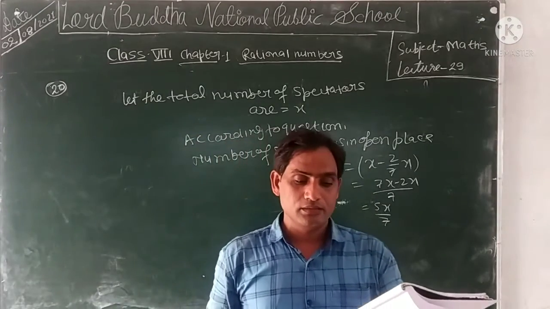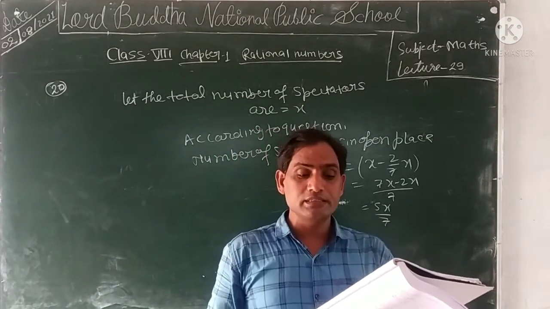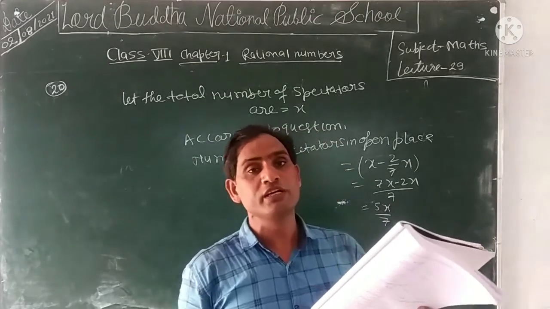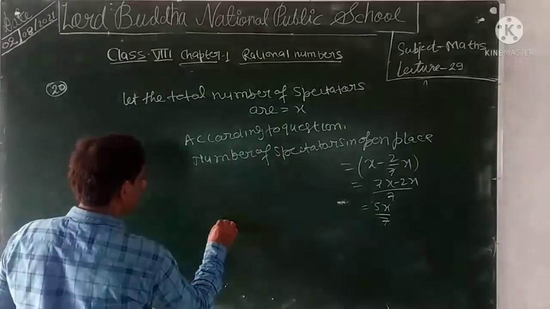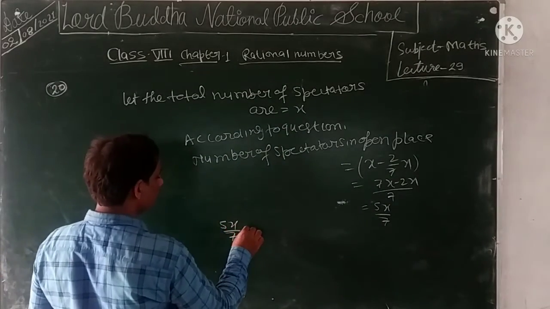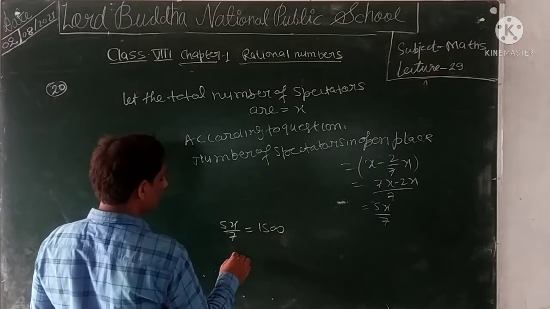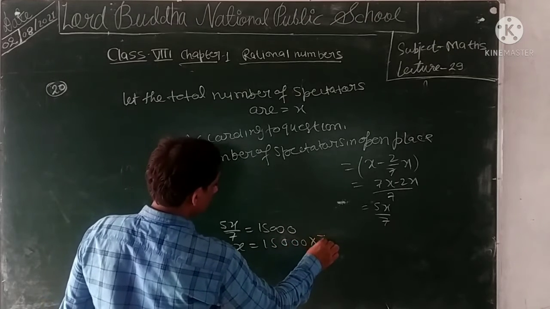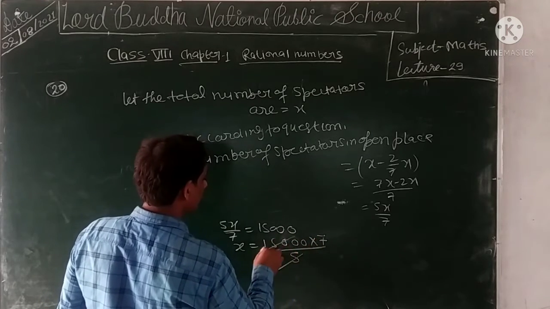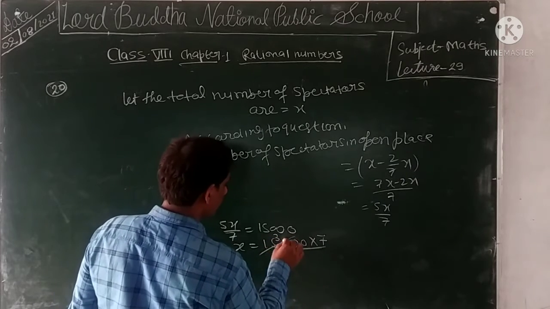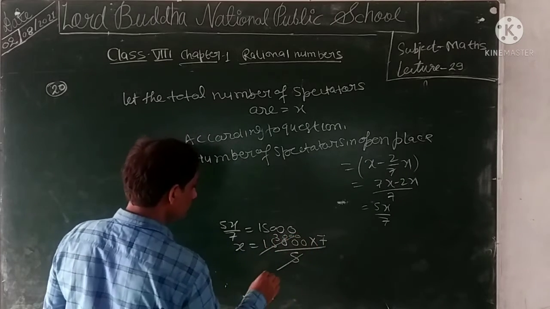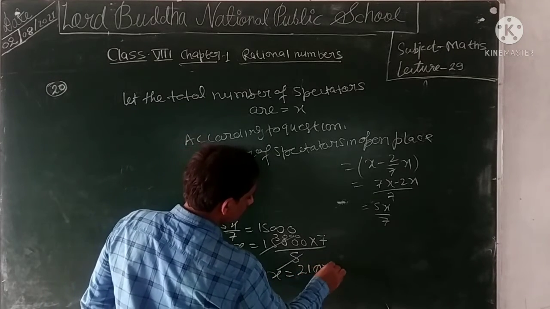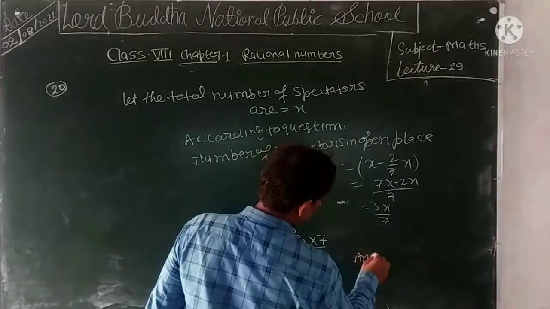And this is given that the number of spectators in open place is 15,000 means 5x upon 7 equal to 15,000. X equal to 15,000 into 7 upon 5. 5 3s are 15 means 3,000. Okay, so x equal to 7 3s is 21,000. Answer equal to 21,000.